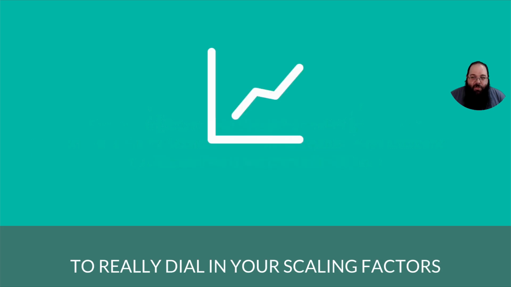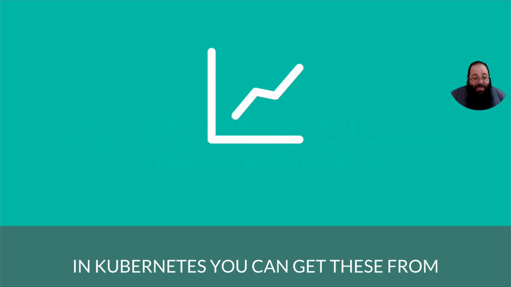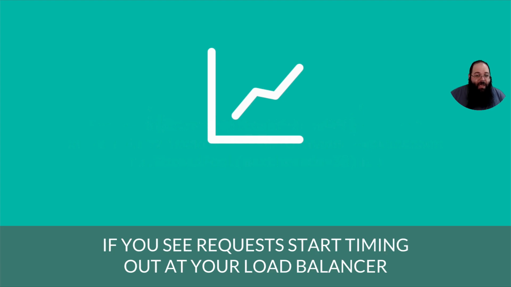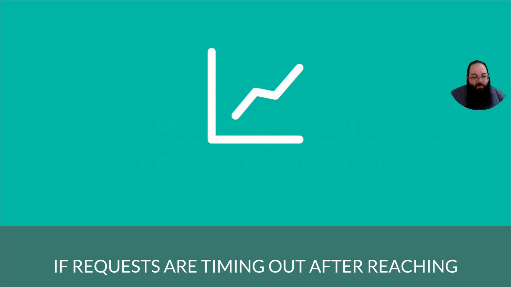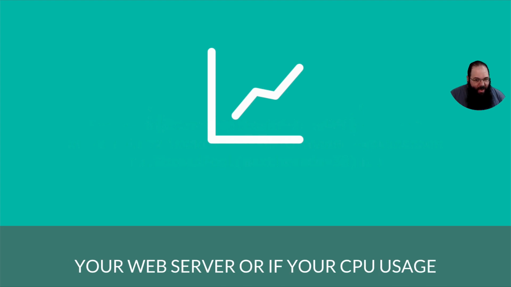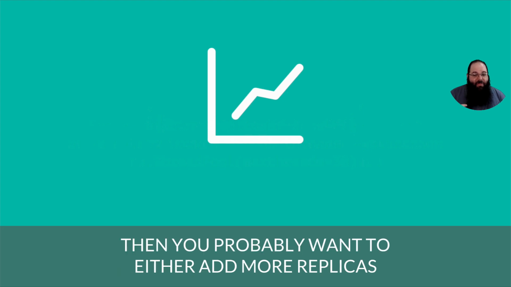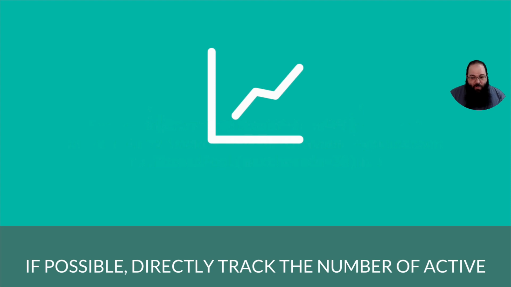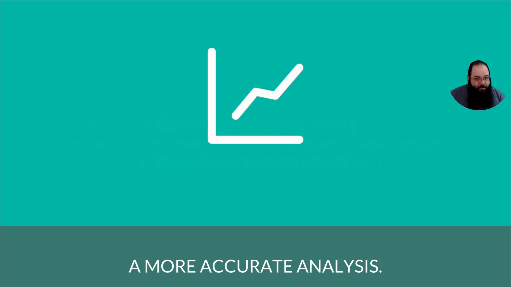To really dial in your scaling factors, you're going to need to be monitoring your container CPU and memory usage. In Kubernetes, you can get these from the kubelet metrics, and in other systems, you can run cAdvisor yourself. If you see requests start timing out at your load balancer, but your CPU is mostly idle, adding more threads may help. If requests are timing out after reaching your web server, or if your CPU usage is nearing 1 core per container, then you probably want to either add more replicas or optimize your code. If possible, directly track the number of active worker threads on each server for more accurate analysis.